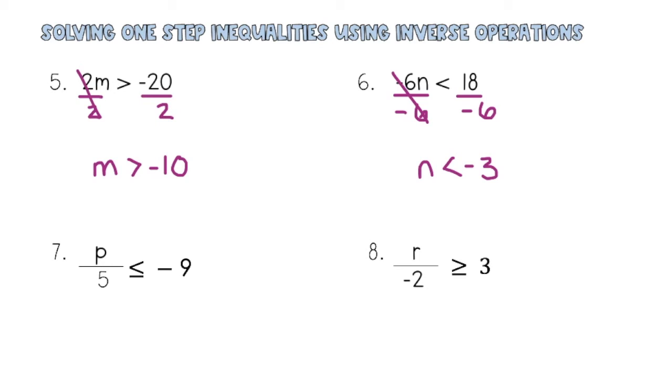Number 7. Whenever I see a problem that has a fraction, I know that we are solving using division. So this says p divided by 5 is less than or equal to negative 9. So I'm going to use the inverse operation of division, which is multiplication. I'm going to multiply both sides of my inequality by 5.